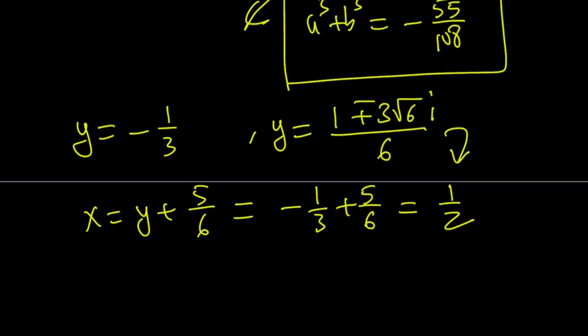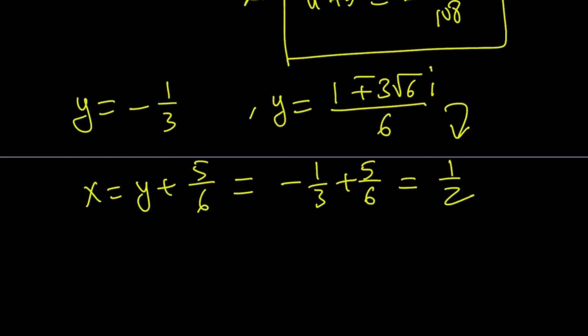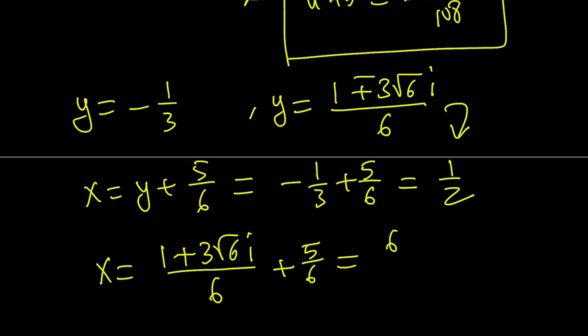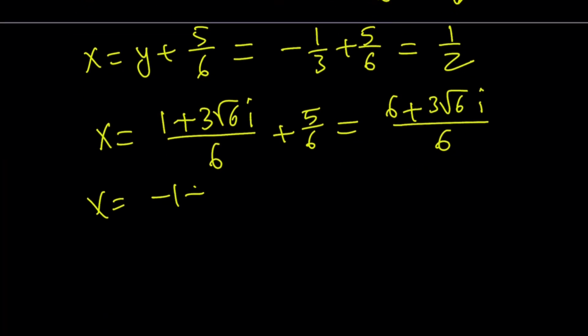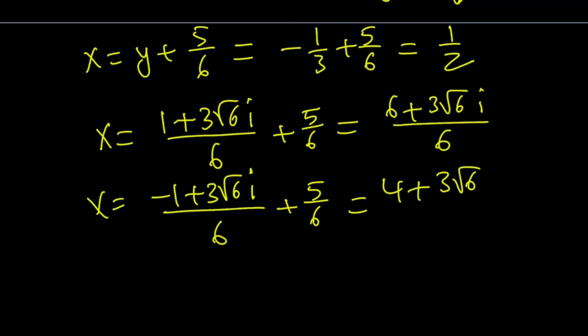So here's what I'm talking about. By replacing the y with this one, for example, let's just go with the positive one, right? Just add 5/6 to it, and you're going to get (6 plus 3 root 6 i) over 6 for one of the solutions. For the other one, if you replace this with (negative 1 plus 3 root 6 i) over 6, and then just add 5 over 6 to it, that's going to give you (4 plus 3 times square root of 6 i) divided by 6. So those are going to be your complex solutions.